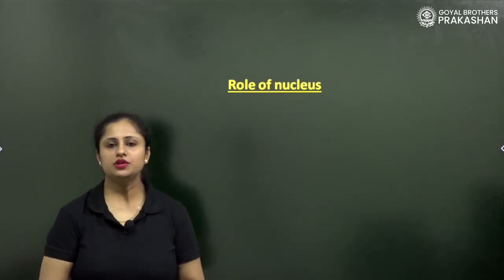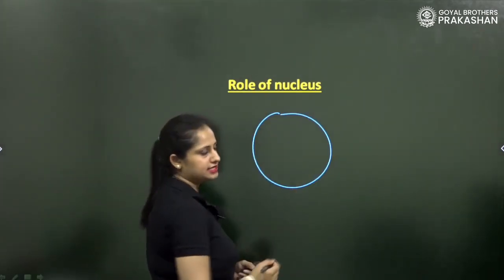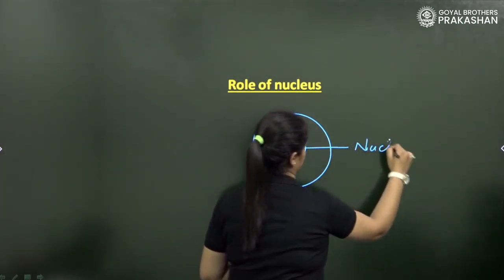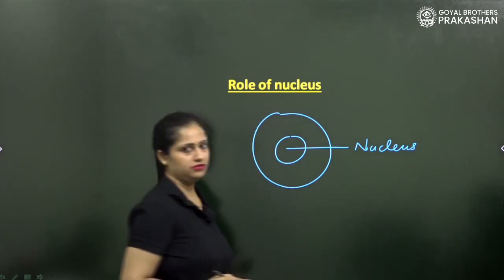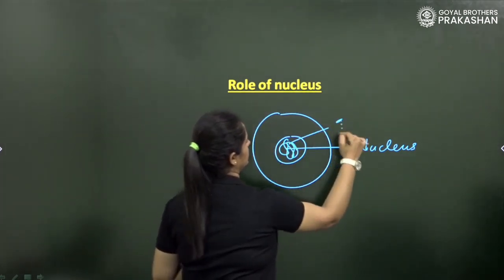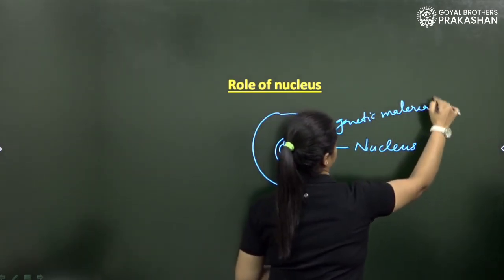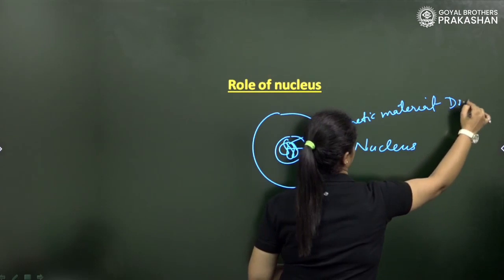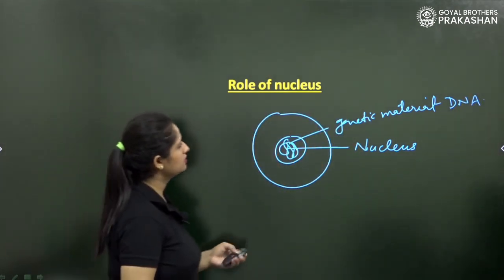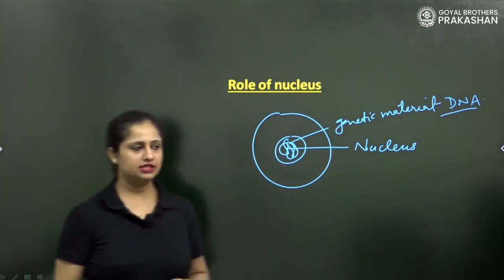Now come to the role of nucleus. So we know that if it is a cell, in its central part the nucleus is located. Inside the nucleus the genetic material is present. For example, DNA, deoxyribonucleic acid.